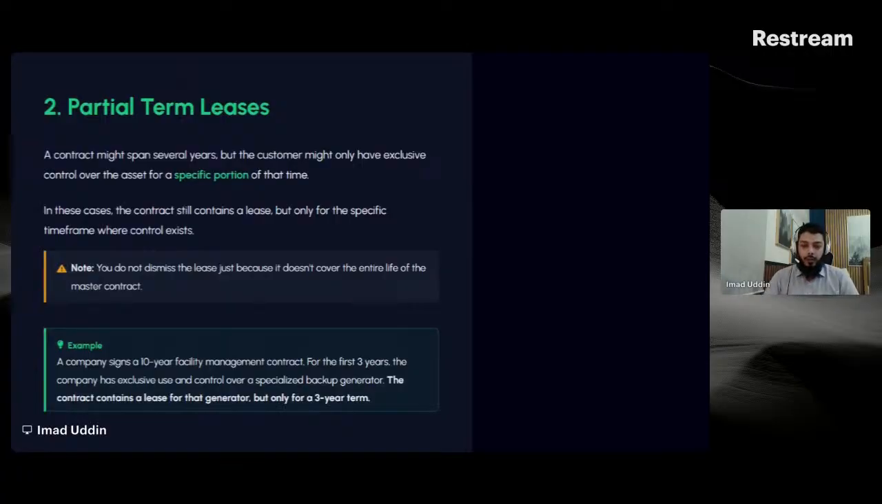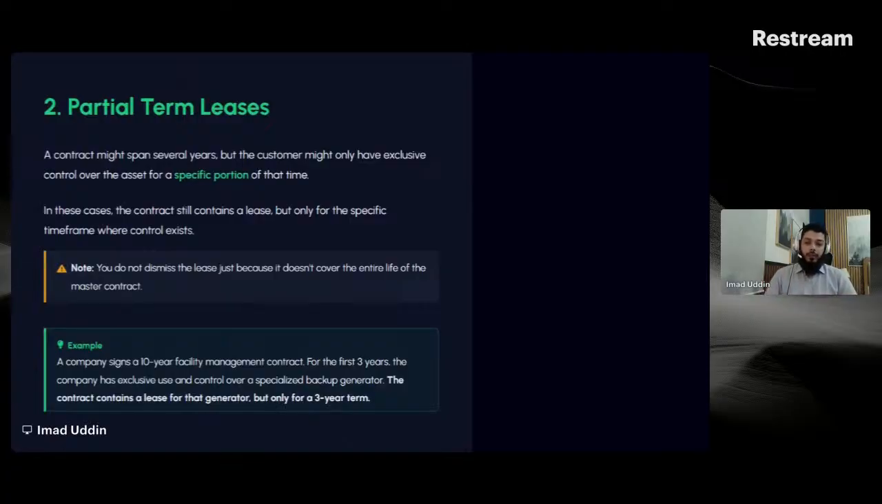So as we just discussed, in these cases, the contract still contains a lease, but only for the specific time frame where the control exists. So you don't dismiss the lease just because it doesn't cover the entire lifetime of the master contract. We're not just talking about the span of the master contract. We're talking about any component of it that could fit the definition of a lease, and that could be defined as a lease term for that particular lease.